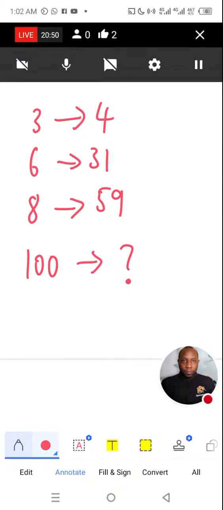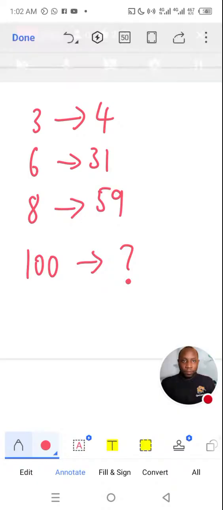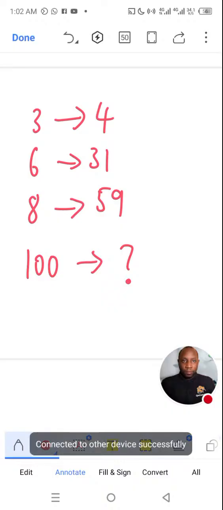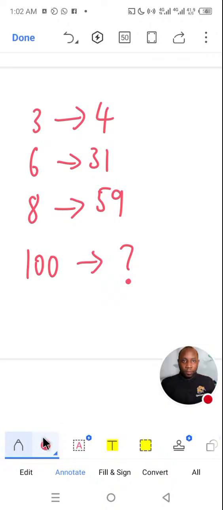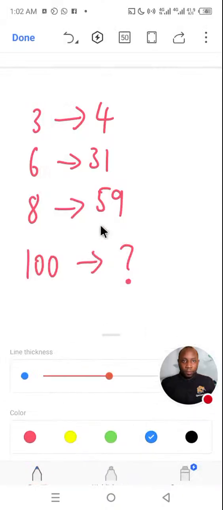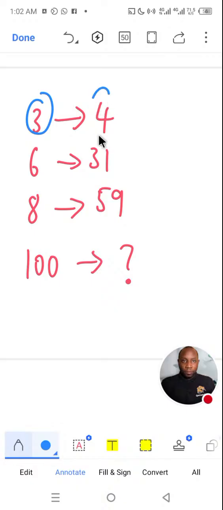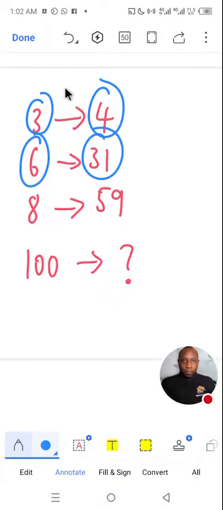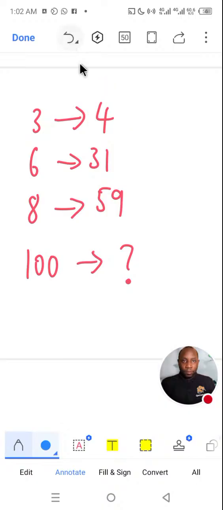Okay, to give the answer to this one, let me just quickly work it out. It's good you study the pattern. The first one is 3 and then 4. We have 6, we have 31. 3 raised to the power of 2 is 9. What will I subtract from 9 to give me 4? That's 5. So 3 squared minus 5 is 4.